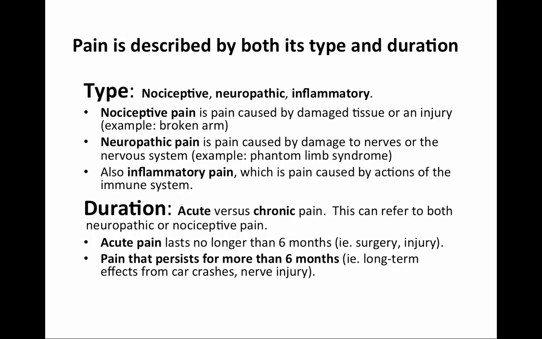Pain is also described in terms of its duration. Acute pain is pain that occurs for less than 6 months, whereas chronic pain is pain that lasts longer than 6 months. These descriptions are arbitrary and are mainly to help categorize pain in the clinical setting.